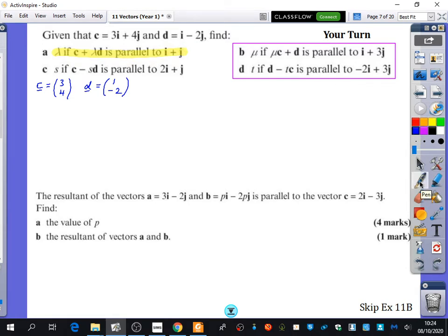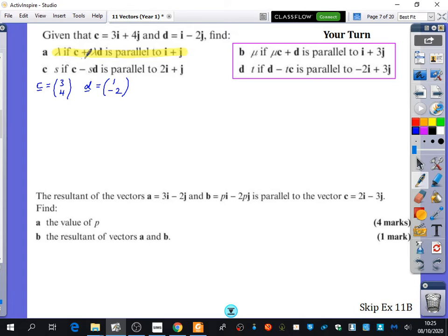Is this still talking about the last question? No, this is now a new question. It's talking about new vectors, C and D. It doesn't say that it's (1, 1). It says find out what lambda is if C plus lambda D, where lambda is just a number, is parallel to (1, 1). They're telling us if we add these two vectors together, where the second one has been multiplied by lambda, we want it to be parallel to i plus j, okay?